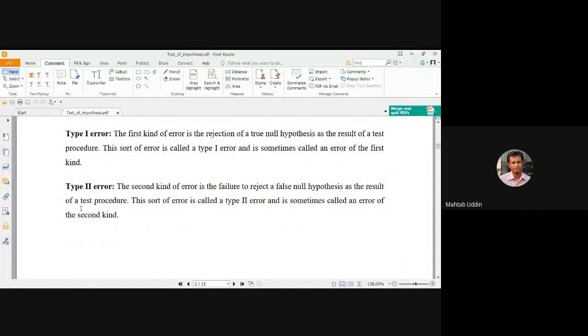Now, there are two errors. One is a type 1 error, and another is a type 2 error. What is a type 1 error? That is, if a null hypothesis, what a seller is saying, is true, but unfortunately you have rejected it. Okay, the null hypothesis is true, but you rejected it.